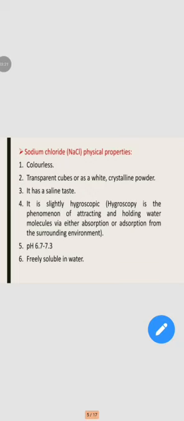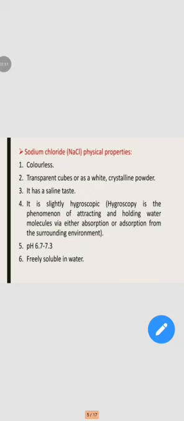Sodium chloride, its physical properties. It is colorless. It is transparent cubes or a white crystalline powder. It has a saline taste. It is slightly hygroscopic. The pH of sodium chloride is 6.7 to 7.3. It is freely soluble in water.